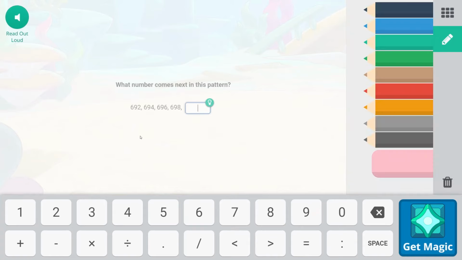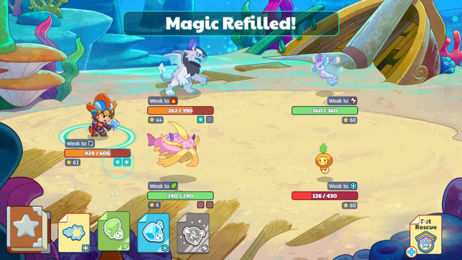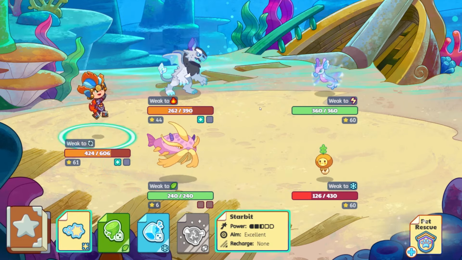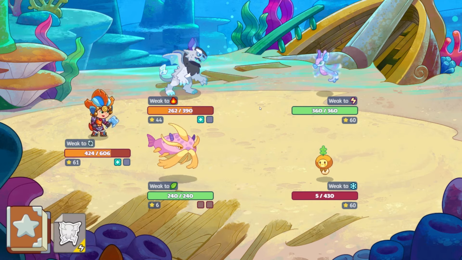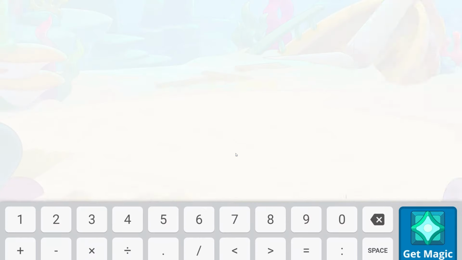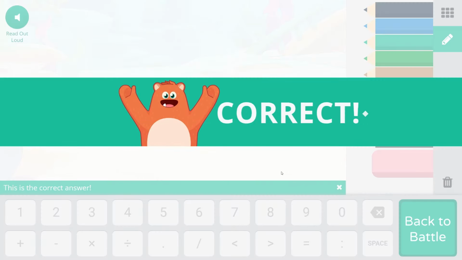I think my starbit... Okay, so this is going up by 2, so 700 is going... It's evens. It's going to be the next one. Starbit should finish you off. I hope it does. Oh, no, it doesn't. But that's okay. 41 plus 28, since this is us showing 69 is going to be the answer. We're looking at the fact family here.